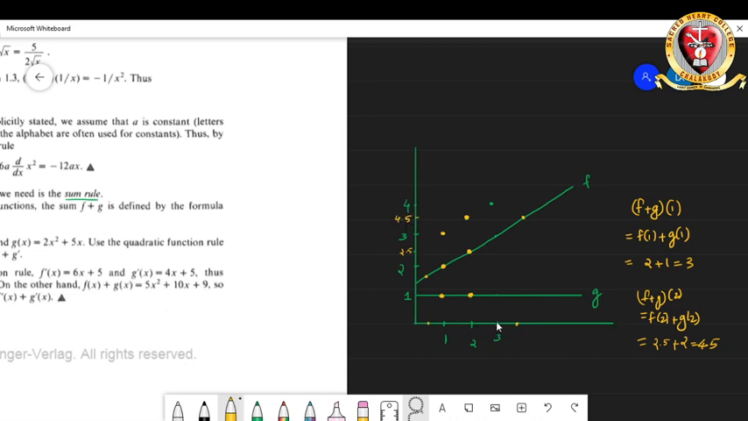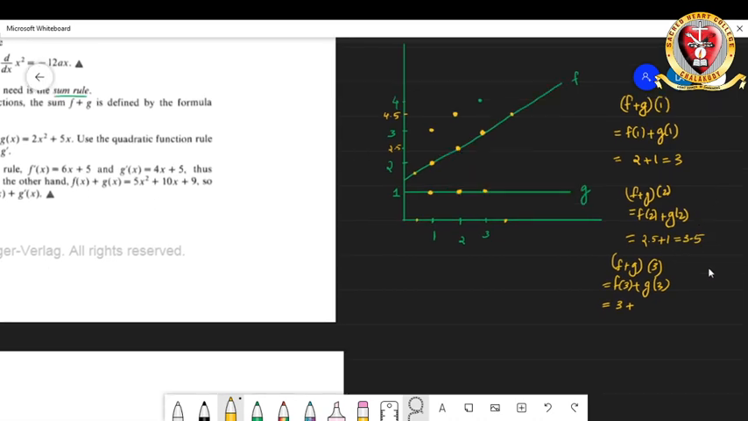Okay. Now consider 3. For 3 you have f plus g of 3, that is equal to f of 3 plus g of 3. So what is f of 3? F of 3 is the point here, let it be 3. So you have that is equal to 3 plus what is g of 3? G of 3 is nothing but 1, because it is a constant function 1. Similarly here g of 3 is nothing but 1. So you get 3 plus 1 is equal to 4.